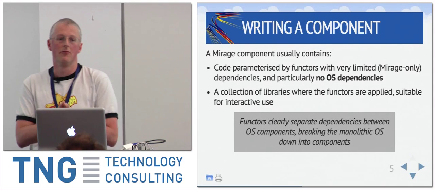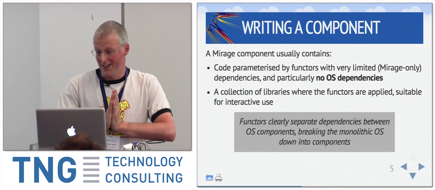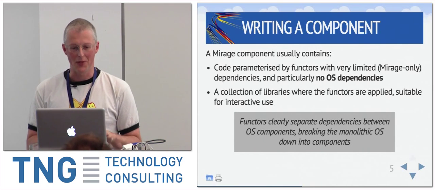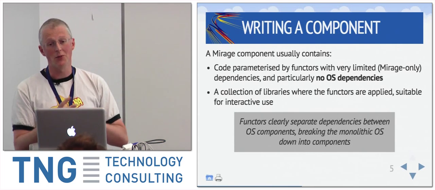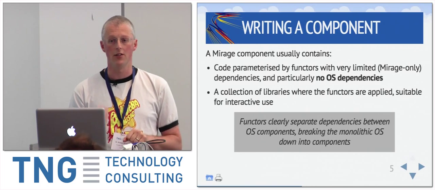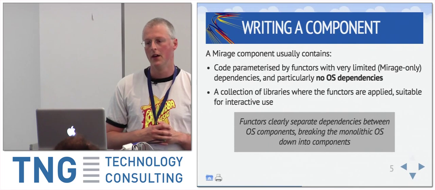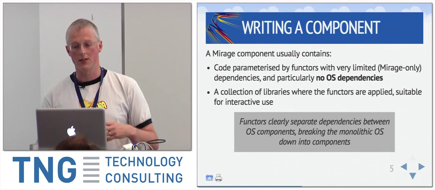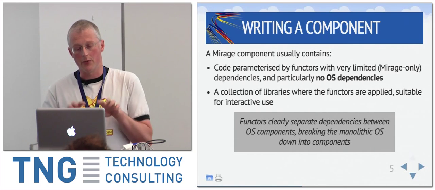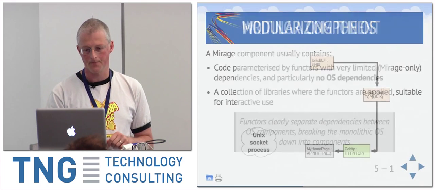So, very brief introduction to functors there. I'll try not to get any more technical than that, because frankly, it gets weird and I don't fully understand it all. I'm not an FP person. So, a Mirage component usually contains code parameterized by functors with very limited dependencies, and in particular, no platform dependencies. We try and avoid taking implicit dependencies on the platform. And a collection of libraries where the functors are applied that make things suitable for interactive use. So we've got this separation, we've got this breakdown of the monolithic kernel into all these different pieces.